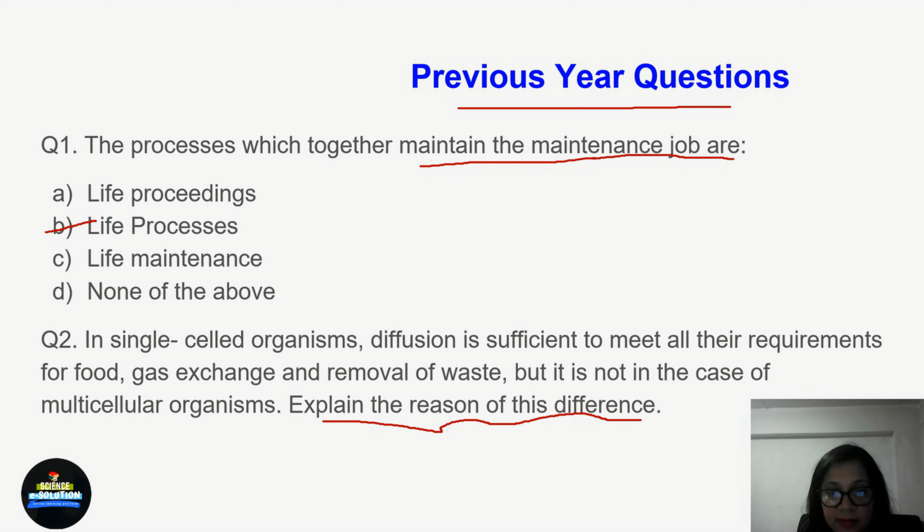In your explanation, you are going to say that a unicellular organism is made up of a single cell. It is directly in contact with the environment, whereas multicellular organisms have special tissues, organs, and organ systems, and all the cells of the body are not in contact with the environment. Even if diffusion has to take place, it will be a really slow process. By diffusion, oxygen reaching the innermost cell of the body will be a really slow process, and it will not be an efficient process. That is why there is the difference.